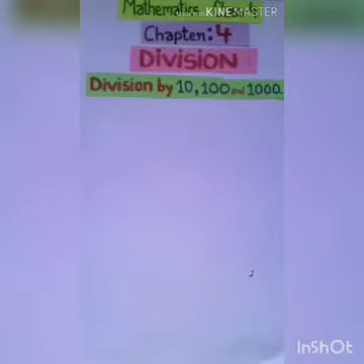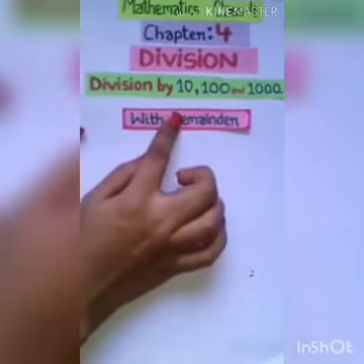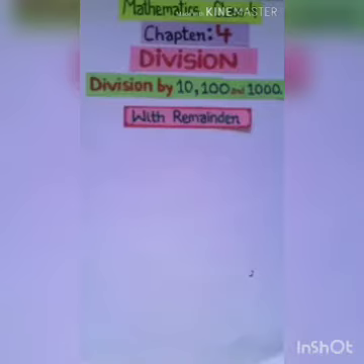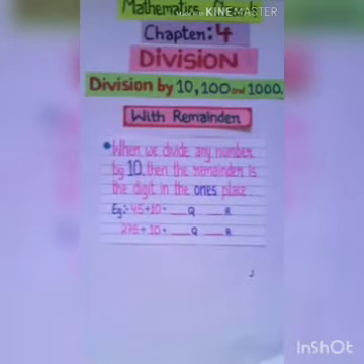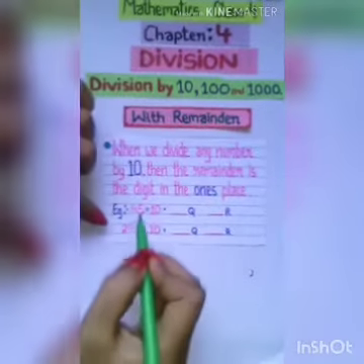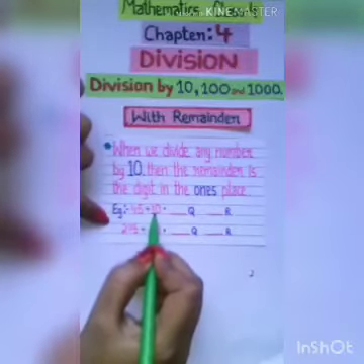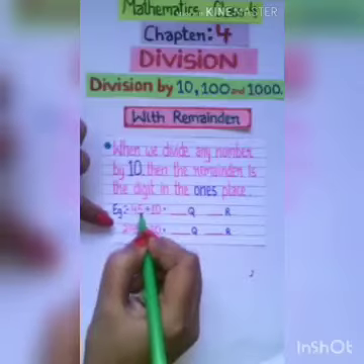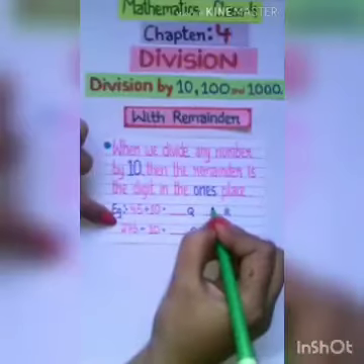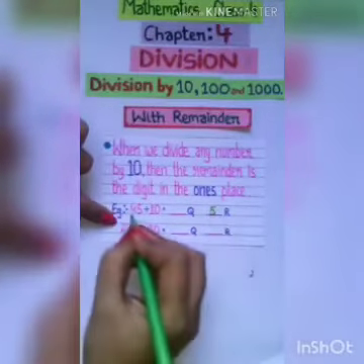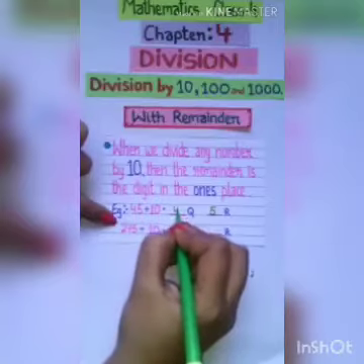Next, I will be telling you all about division by 10, 100 and 1000 with remainder. So our first rule will be, when we divide any number by 10, then the remainder is the digit in the ones place. So here is an example, 45 divided by 10. The digit in the ones place will be our remainder. So here 5 is in ones place. So 5 is our remainder and the remaining number is the quotient.